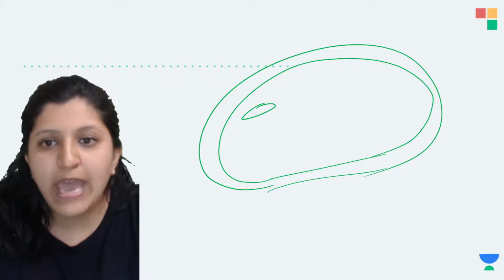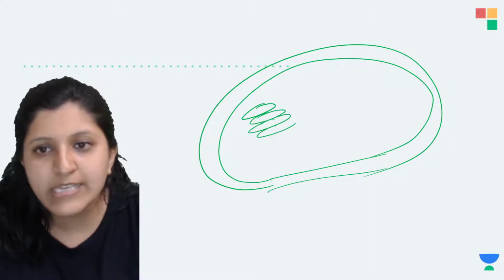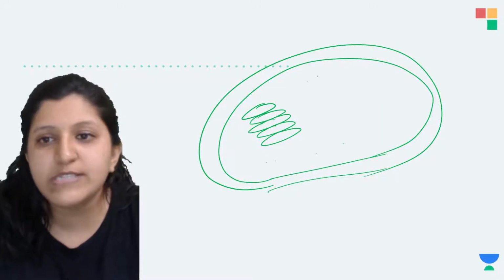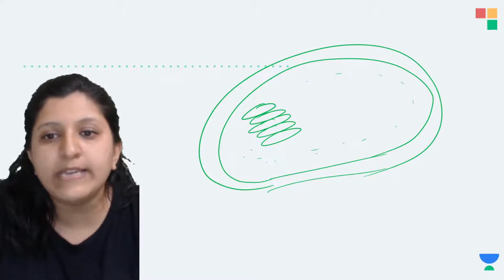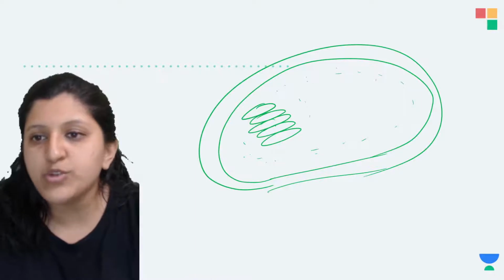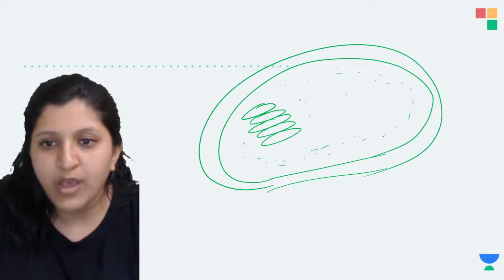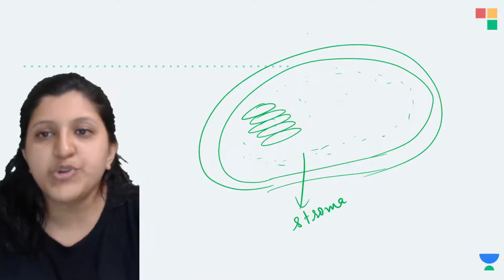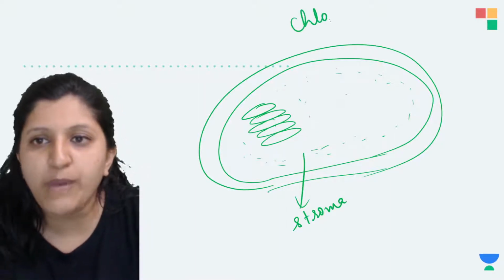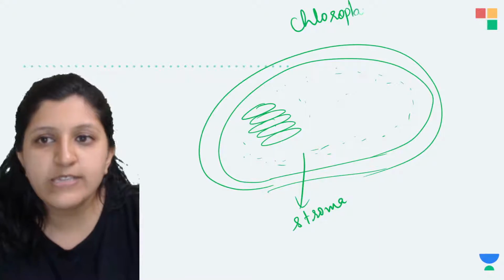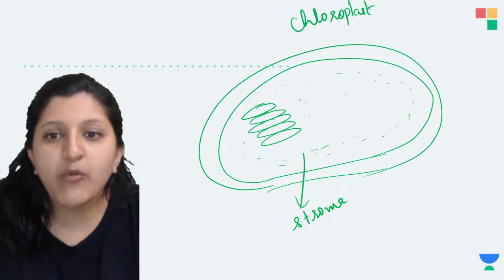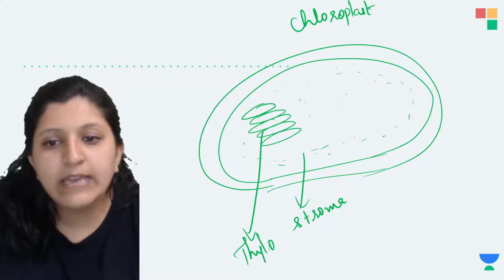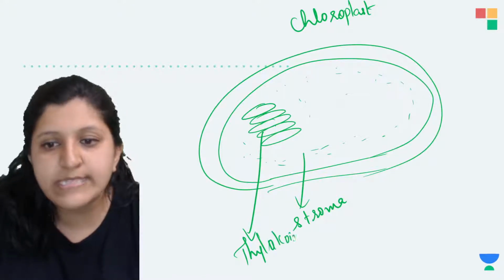There you can find a thylakoid. This ground substance what you see is completely a stroma, so I'll label it as stroma. This structure is of chloroplast. Now what you are seeing here is a thylakoid, that is only single.